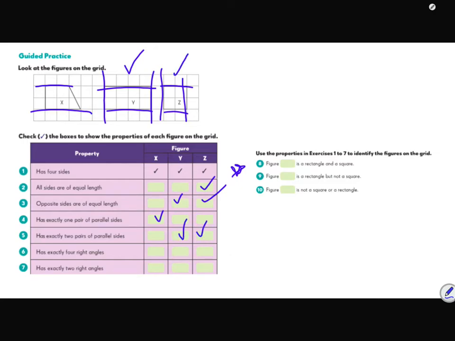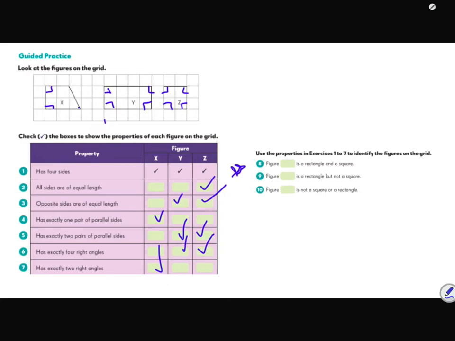Has exactly 4 right angles. Remember, if I don't have a protractor, I can use a little piece of paper. This one has 2 right angles, but then that one's obtuse. But these have 4 right angles, so I'm going to check off Y and Z. And this one says has exactly 2, which I can see is the case for X.